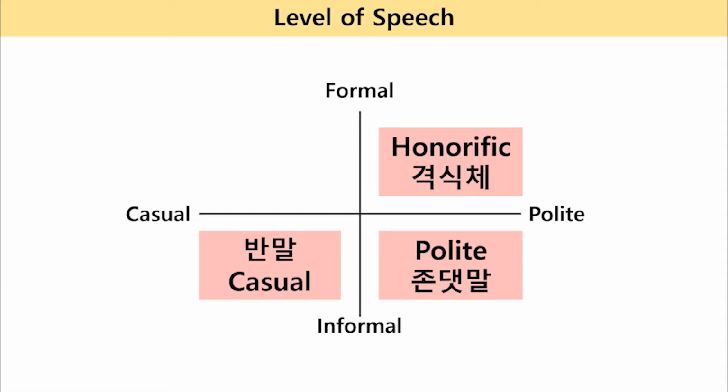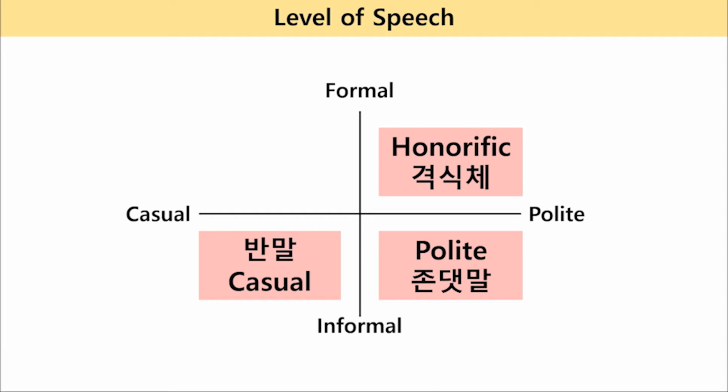First, honorific is 격식체. This is the polite form used for formal situations. And this is what you would usually learn in textbooks. But what we use more is informal type. Within the informal type, there is polite and casual.